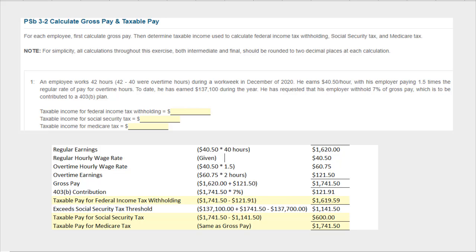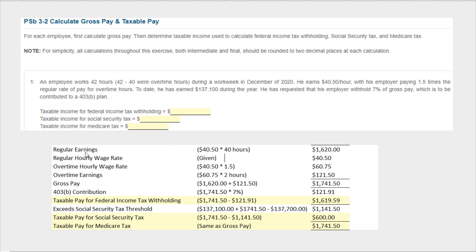All right, for this problem, we need to calculate the taxable income for federal income tax withholding, the taxable income for Social Security tax, and the taxable income for Medicare tax. And we do that first by getting the gross pay. So how we approach this is lay out the information.